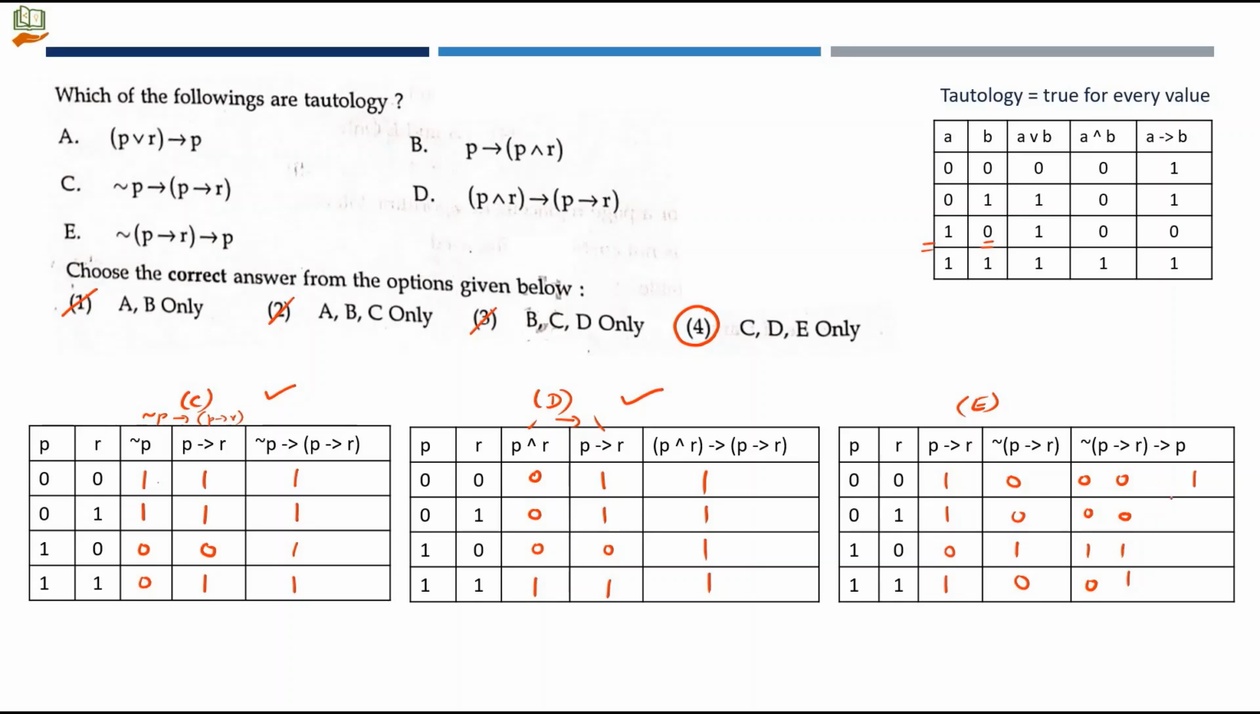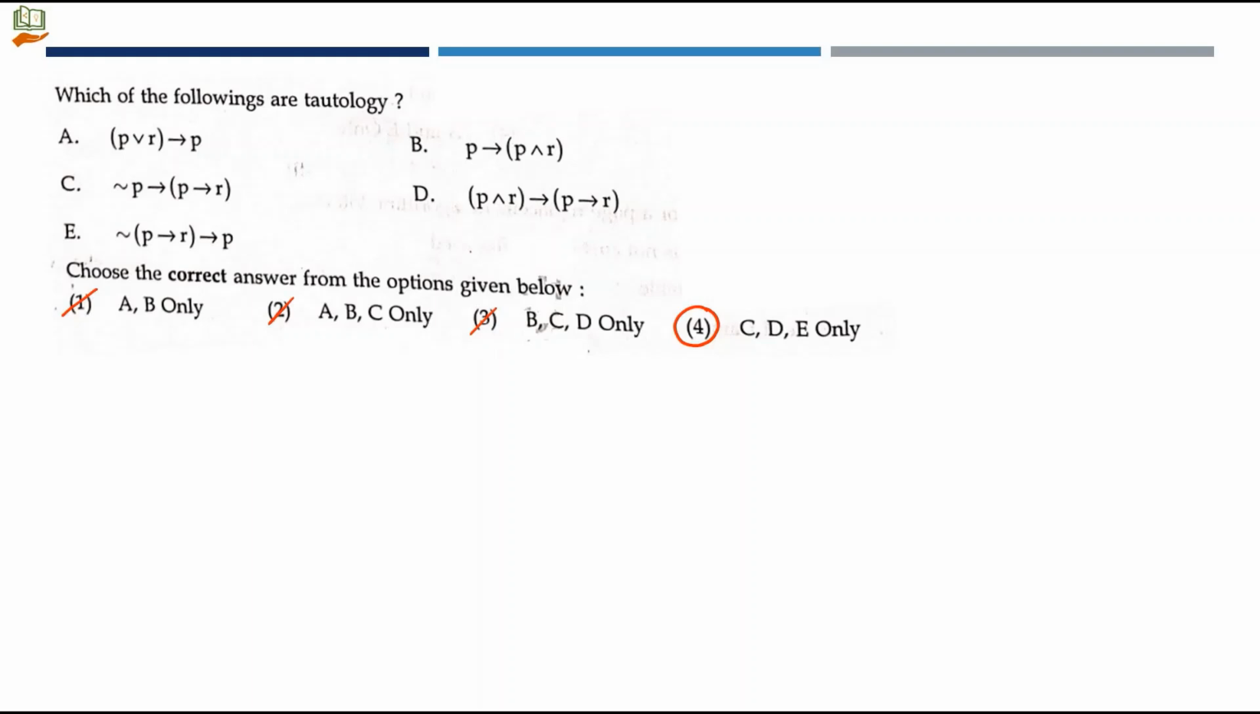0, 0 will give 1. 0, 0 will give 1. 1 and 1 will give 1. 0 and 1 will give 1. You don't have this 1 and 0 combination. All the values in the final column are 1. E is also a tautology. We have solved it using the truth table.